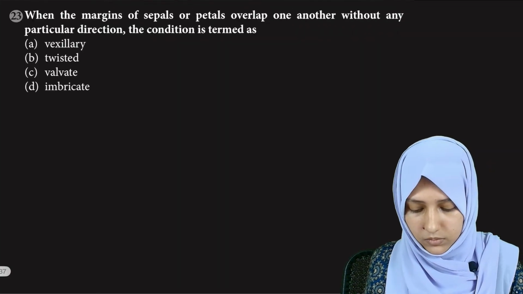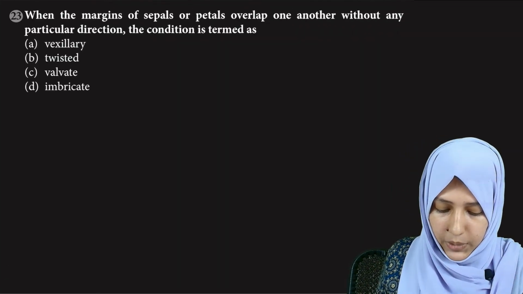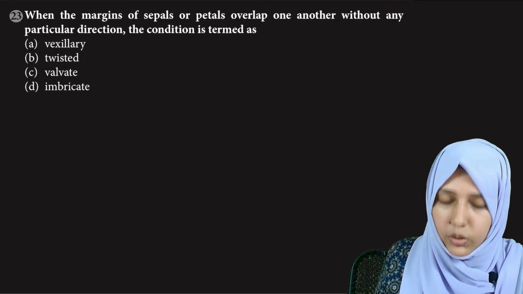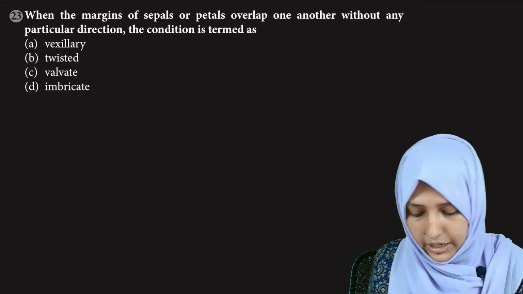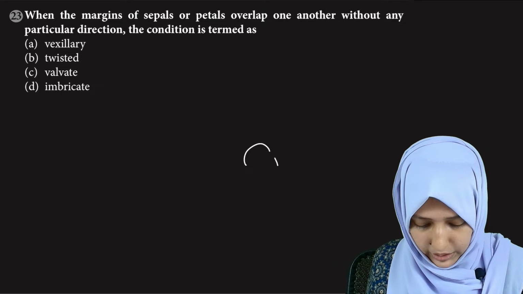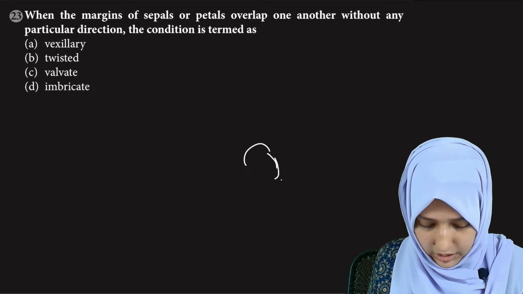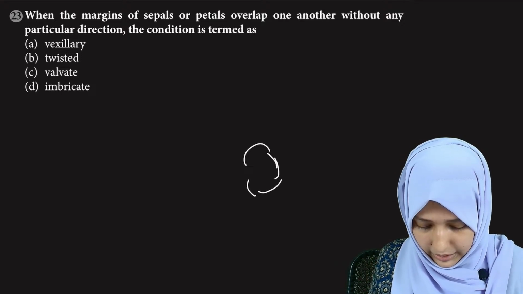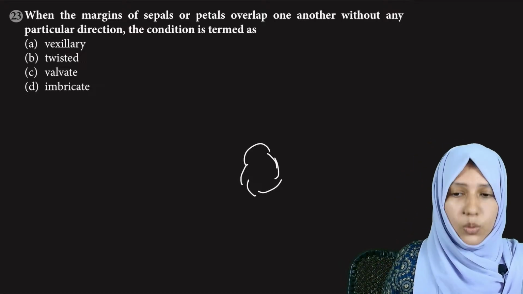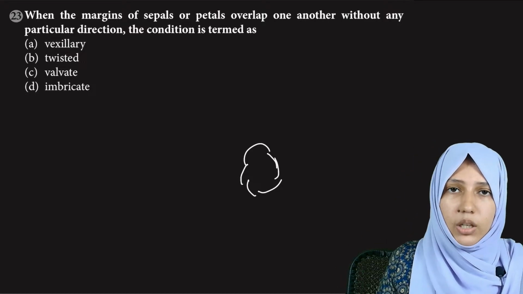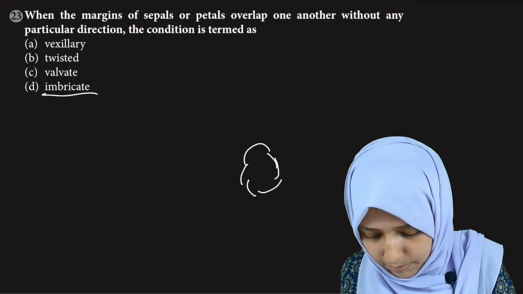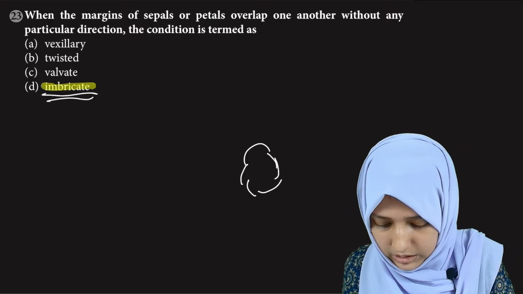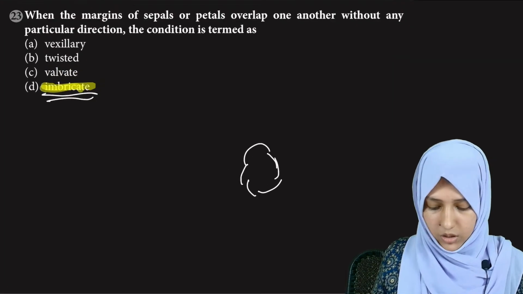Clear? Now, when the margins of sepals or petals overlap one another in a particular direction, then they are known as twisted. If they are overlapping without any particular direction, then they are known as imbricate. They are known as imbricate aestivation.